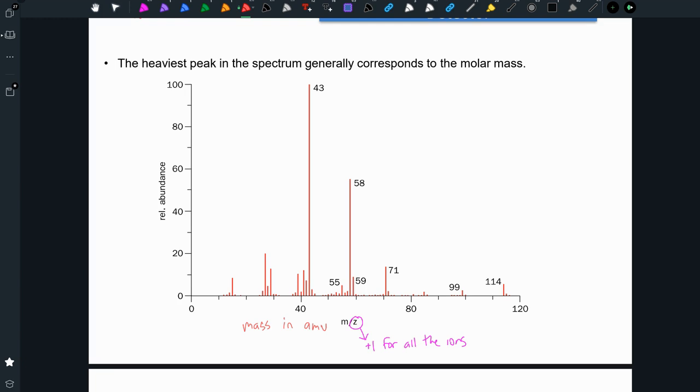So why is this useful? Well, if we look all the way over on the right side, usually this big peak over here will represent M plus. And so this peak represents the molar mass of the compound.